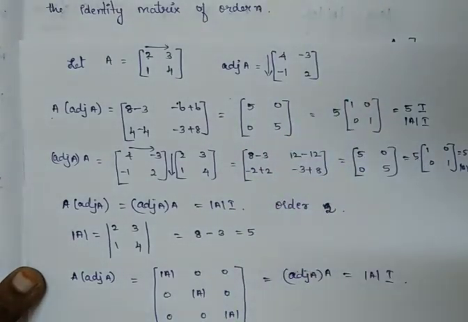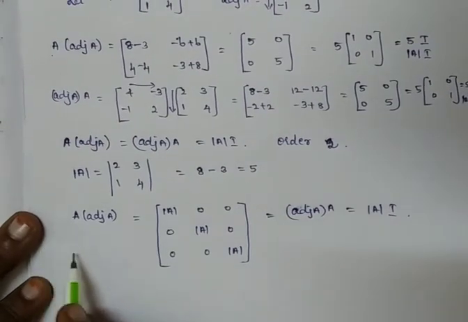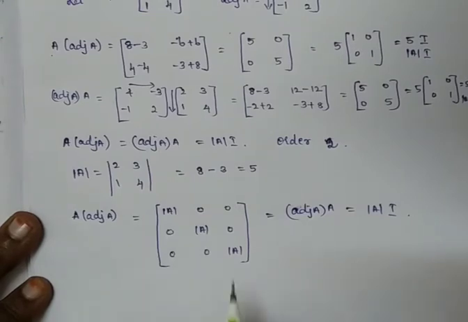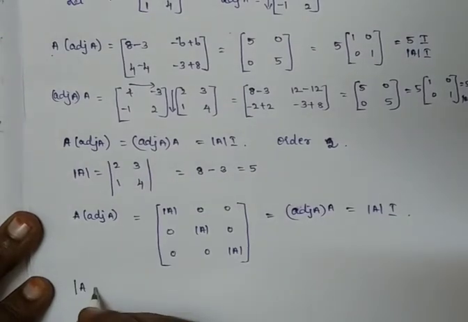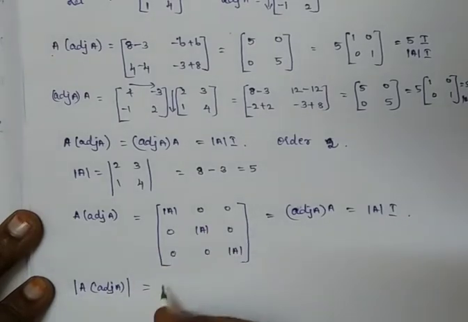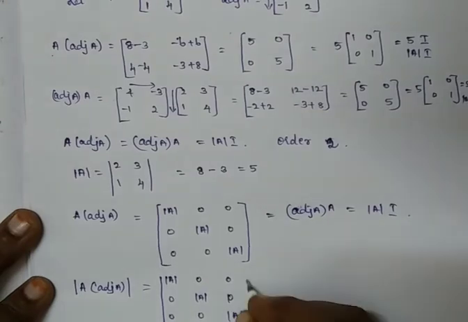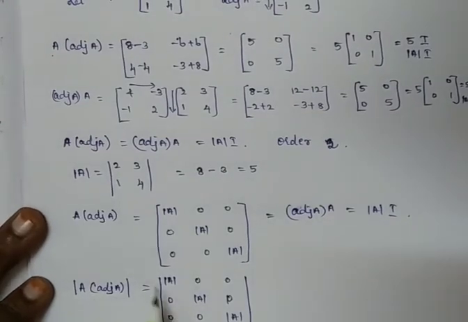Now, further extension: if A into adj A is equal to this matrix, that is equal to adj A into A, equal to determinant of A into I. Now see here, apply determinant on both the sides. Let us take these two and apply determinant. A into adj A is equal to, take this as a determinant matrix, with 0, 0, 0, determinant.